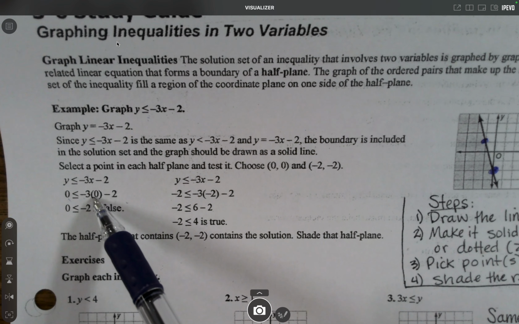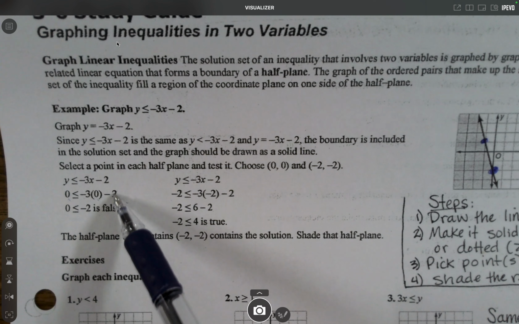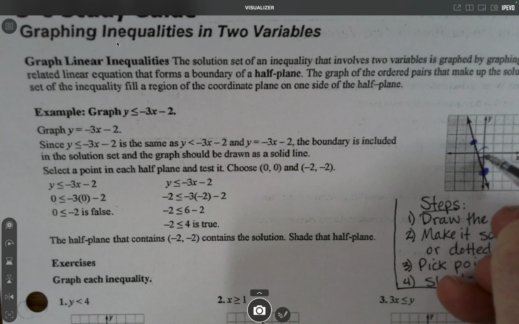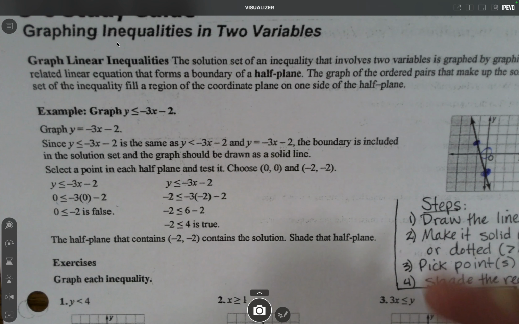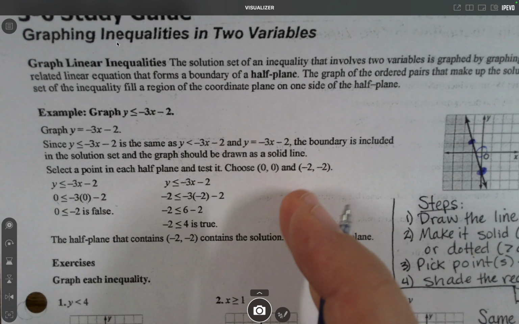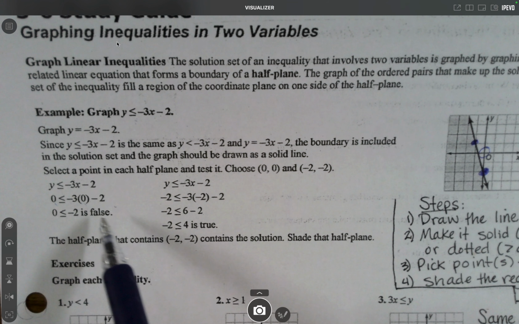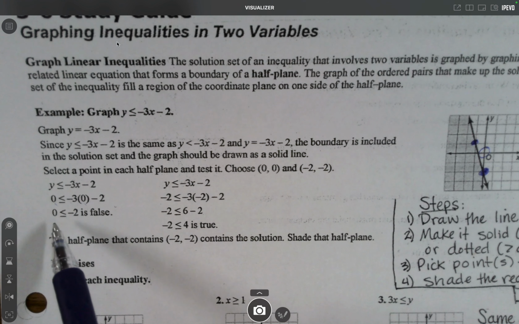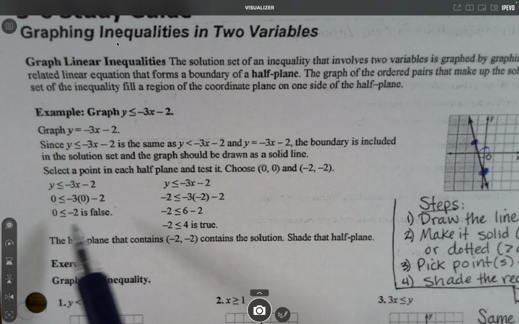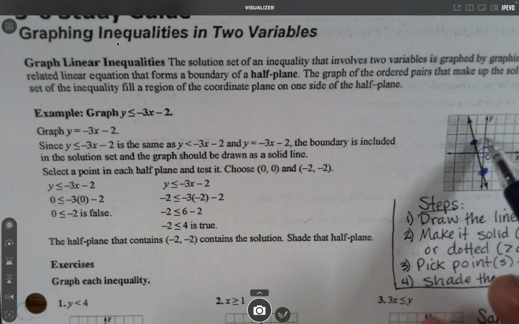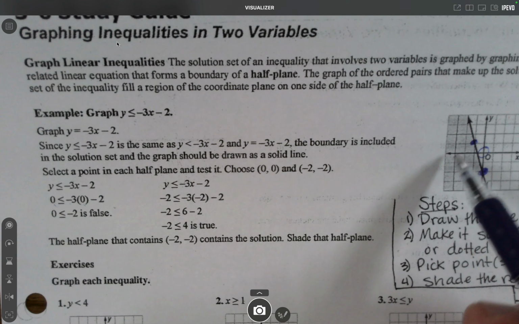-3 times 0 is 0. 0 minus 2 is -2. So I want to make sure you understand, we're testing this point right here, the origin, 0, 0, to see if it would be a true statement in this inequality. But when we plug this in, the result says 0 is less than or equal to -2. That's false. That's not true. So we would not shade in this side of the line. Instead, we'll shade in that side of the line.